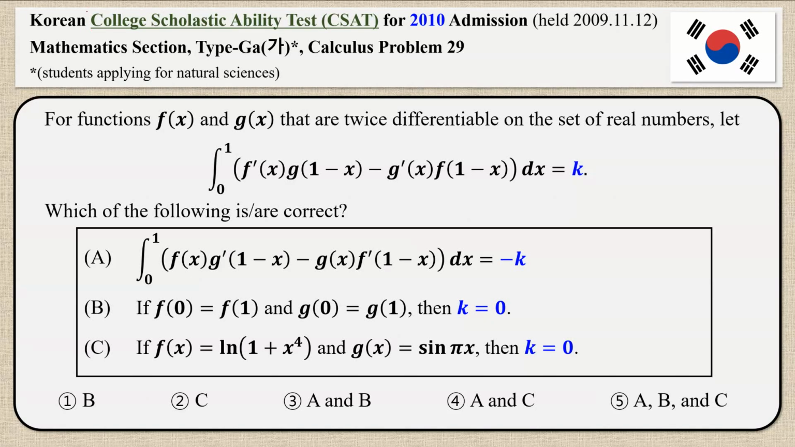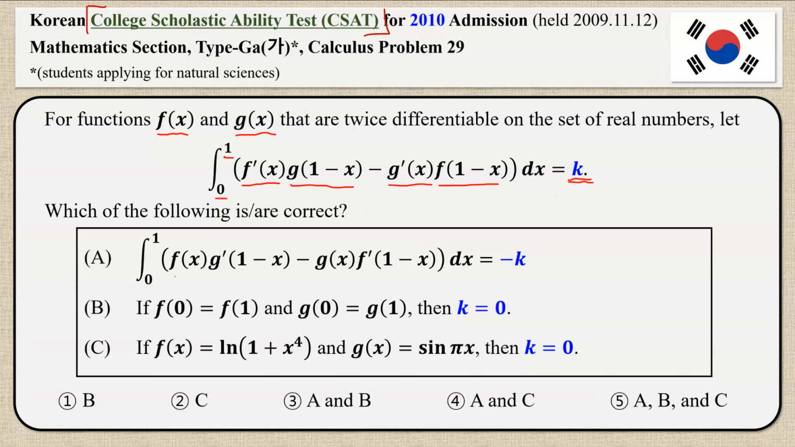Hello and welcome to yet another South Korean College Scholastic Ability Test problem, which South Korean high school seniors need to solve in order to apply for college. Today's problem is: for functions f(x) and g(x) that are twice differentiable on the set of real numbers, let the integral of f'(x)g(1-x) minus g'(x)f(1-x) from 0 to 1 equal k. Then which of the following are correct?